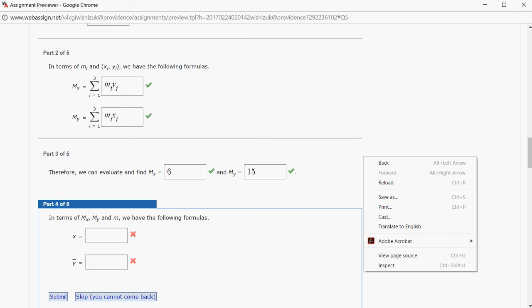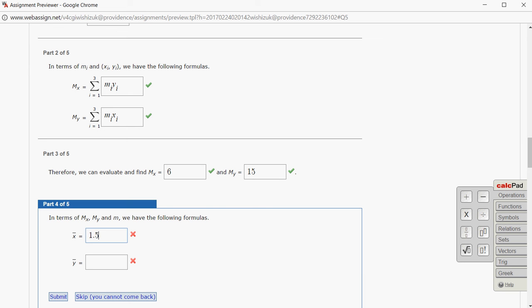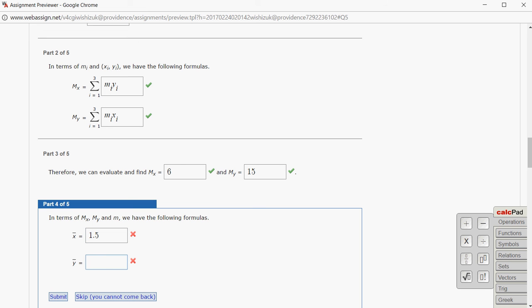So if you want to find x bar, we take the moment with respect to y and divide by the total mass, which was 10. So this would be 1.5, and then y bar would be 0.6, because 6 divided by 10. Right, let's submit for testing.